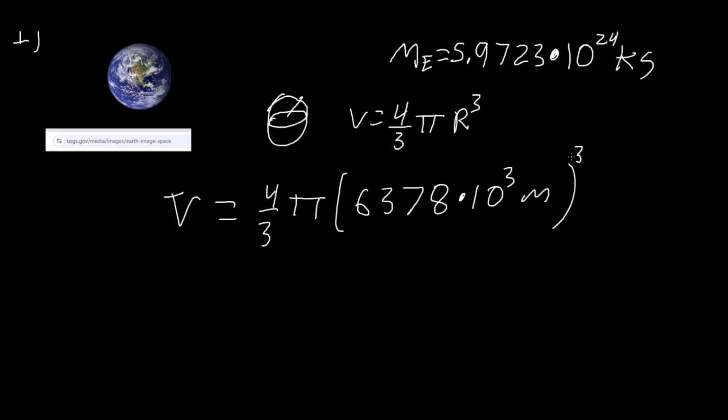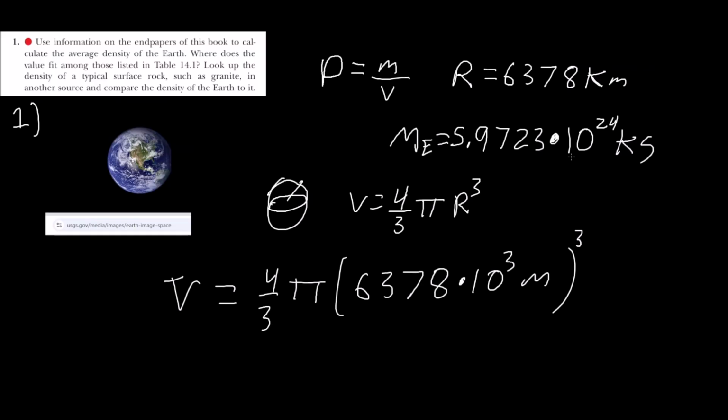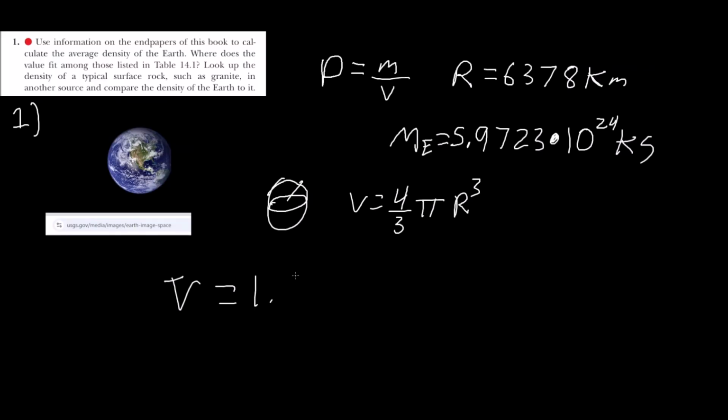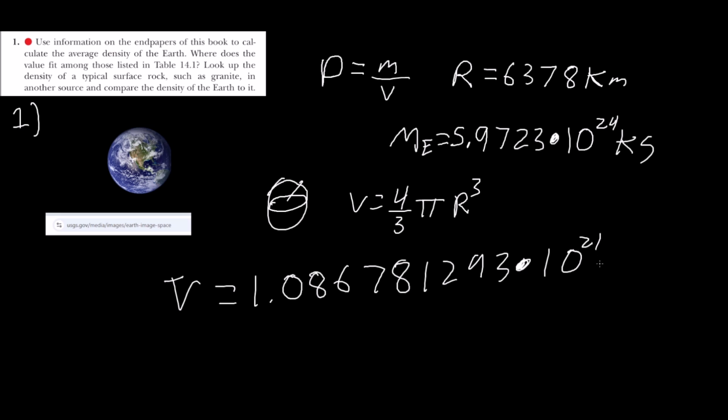So once you put this in the calculator, the value you should get is 1.08678123 times 10 to the 21st. I converted that to meters, so that's going to be meters cubed. So there we go, folks. That's all the information we need.